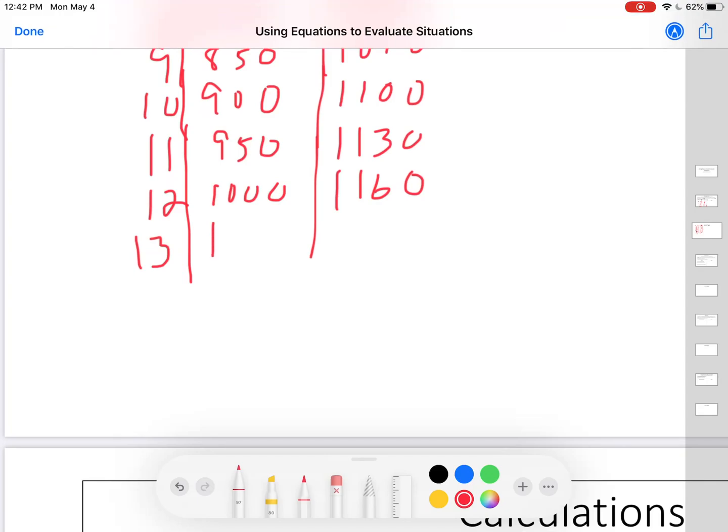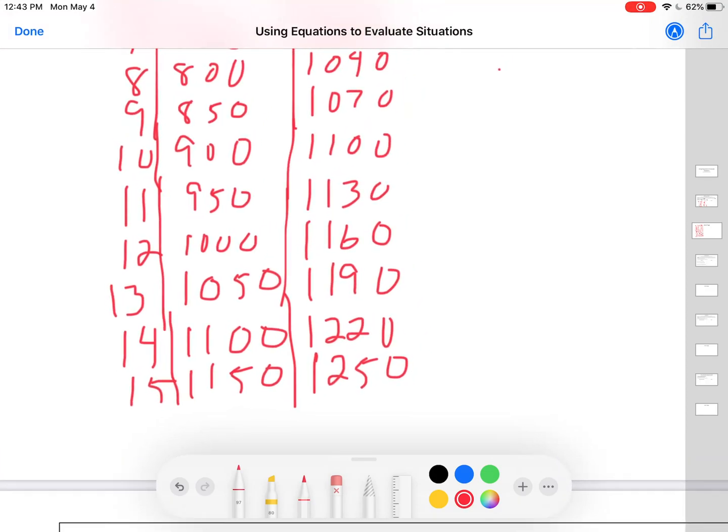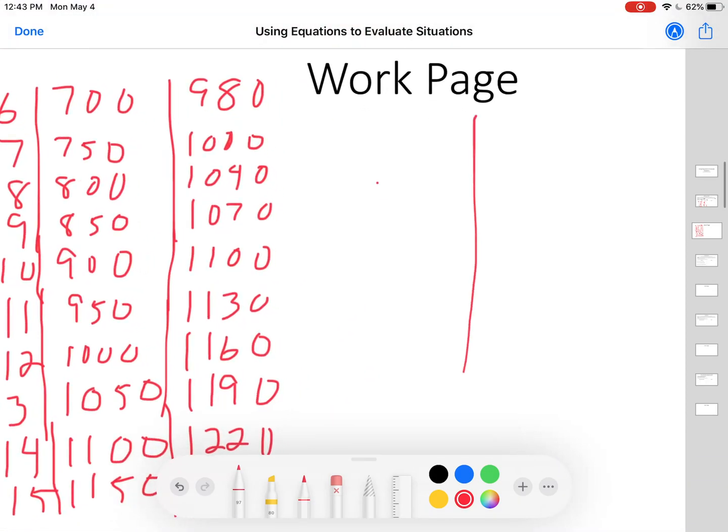13, 1,050, 1,190. 14, 1,100. Yes, I know, Kendo was at 1,100, but not at the same time as Andromeda is at 1,100, so it doesn't count. 1,220. 15, 1,150, 1,250. Hey, look, now they're only 100 apart. We're getting closer. Continuing the table.